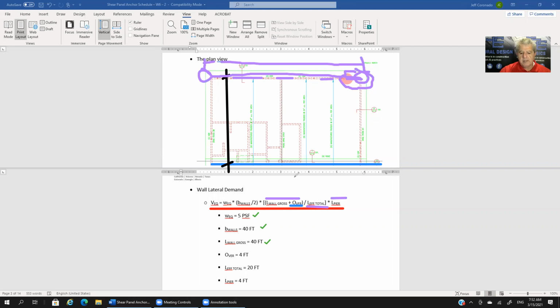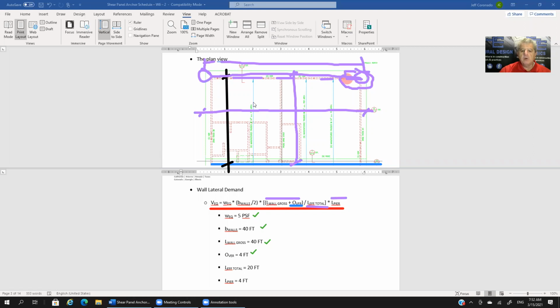So the tributary area to this wall line becomes half the distance between the walls, multiplied by the entire distance of the roof. Okay, so that becomes your tributary area for this wall line. And then what we're doing is trying to get how much of that total force goes into our pier. So again, the overhang is 4 feet, total of 4 feet.